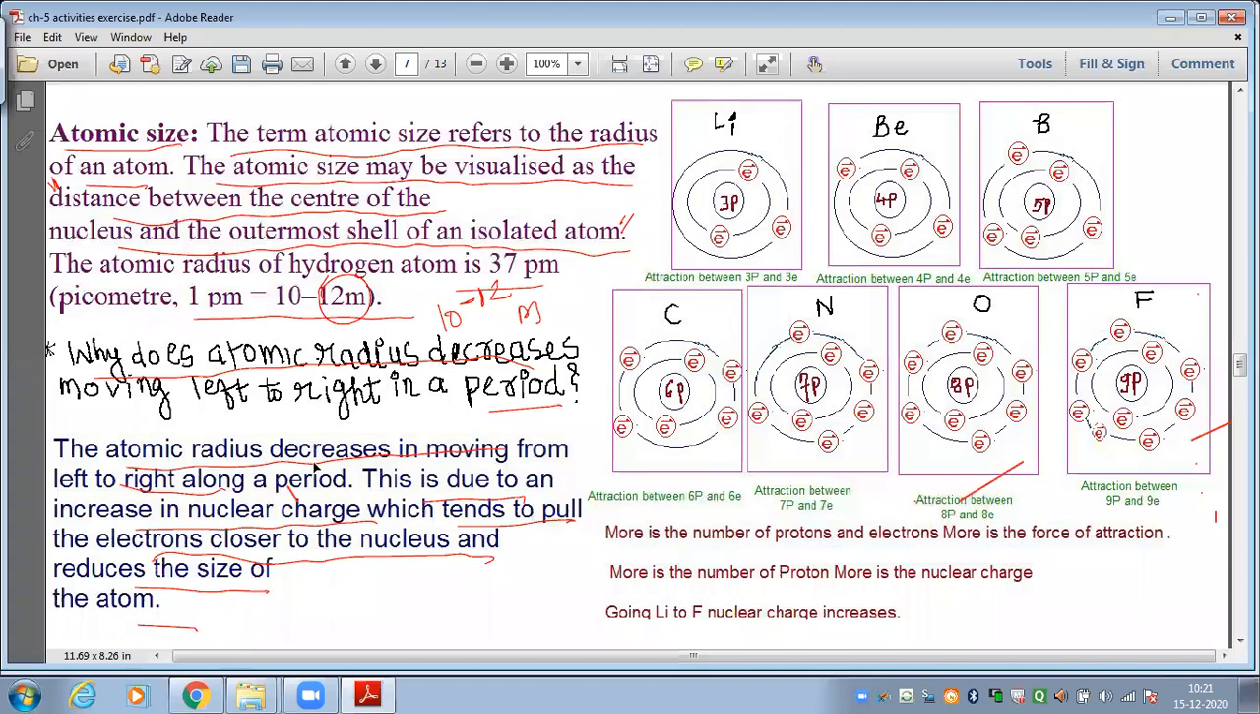See, if you understand this, it's okay. If you don't understand, look at this picture. I have tried to explain it to you. If you move from left to right, you go from lithium, beryllium, boron, carbon, nitrogen, oxygen, fluorine. So you move in this direction actually.